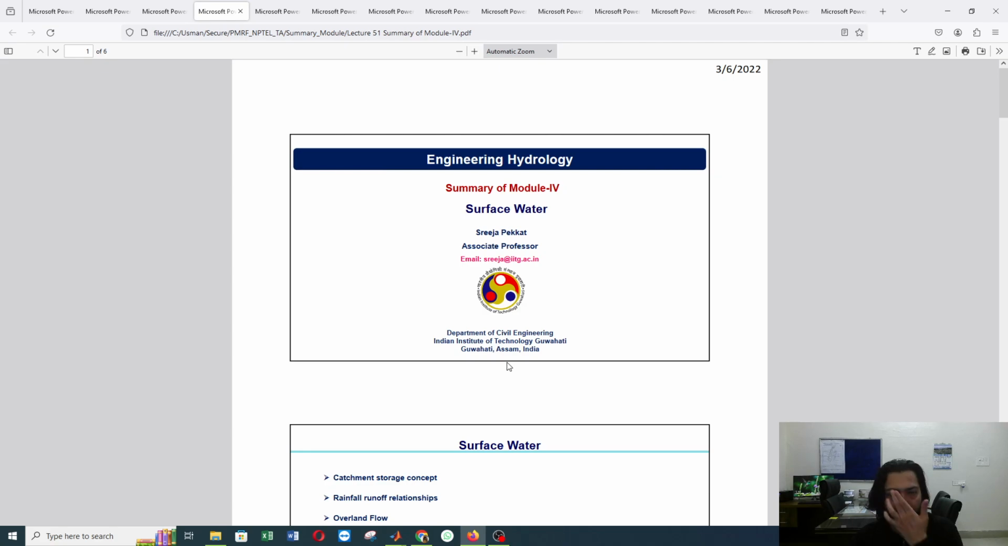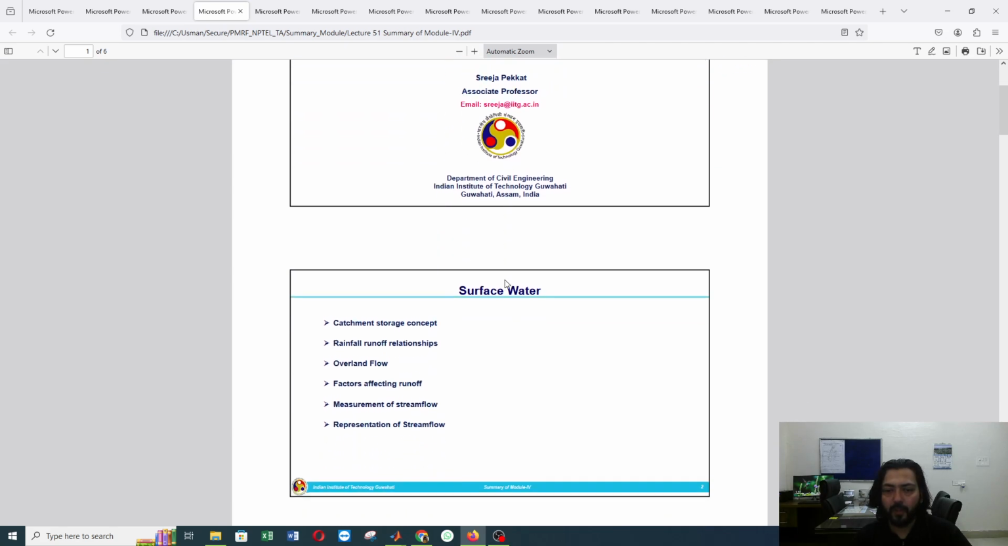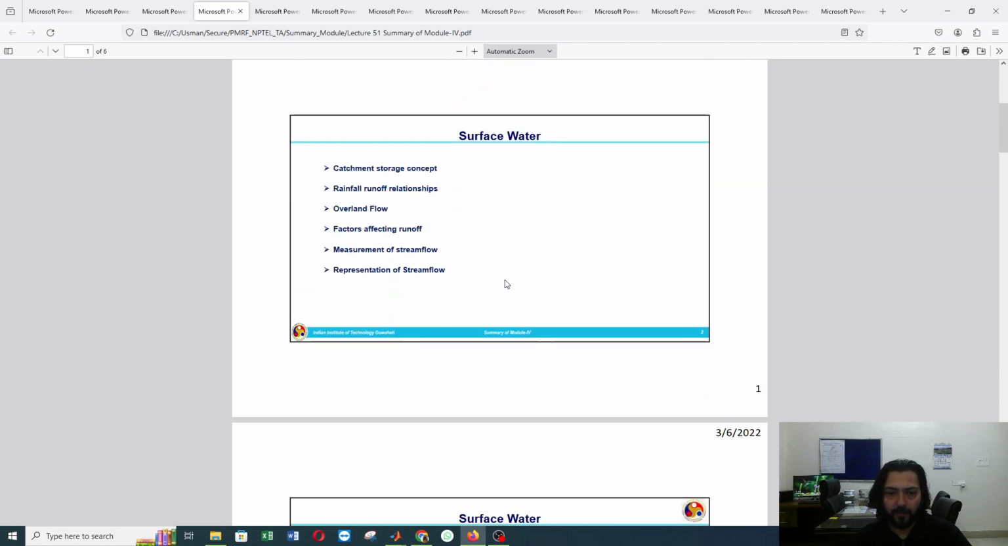Then we came into the fourth module, that was about surface water. We started with an introduction, then talked about atmospheric water first. There we covered three variables: precipitation, evaporation, and evapotranspiration. Then we started exploring subsurface water, where we learned about another important process called infiltration. Now we are talking about surface water. So here we are going to talk about runoff.